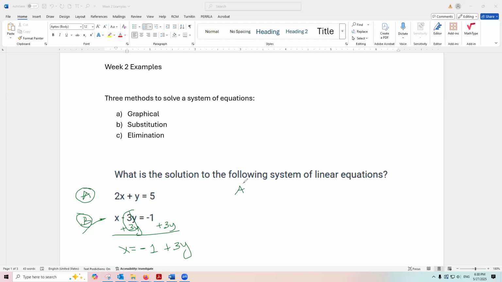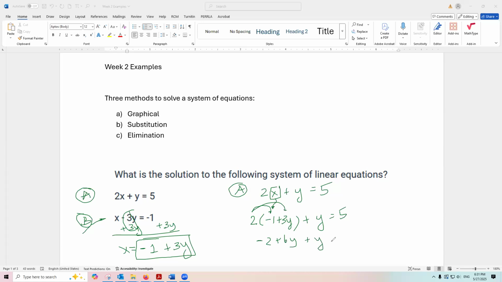Now I go back to equation A, which was 2x plus y equals 5. And because x is equal to this quantity, -1 plus 3y, I could substitute for this x and replace it with -1 plus 3y. That's why we call it substitution, because you're substituting for x with this expression we got from equation B. Well, now this equation is just an equation that has y in it. Let me multiply this 2 inside the parentheses. -2 plus 6y plus y equals 5. I'm going to put a 1 in front of that y to make it a little easier. Here's 6y plus 1y. That's 7y.